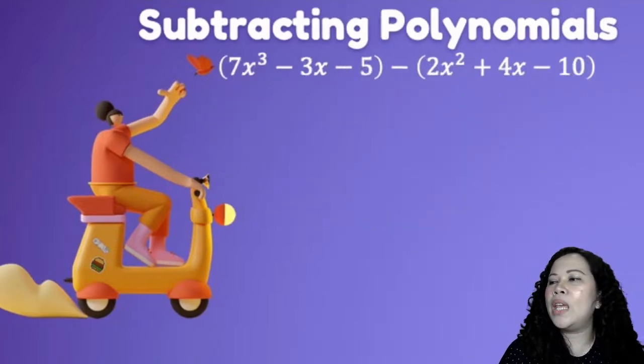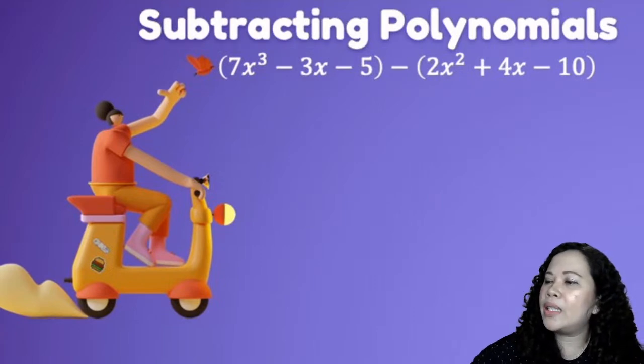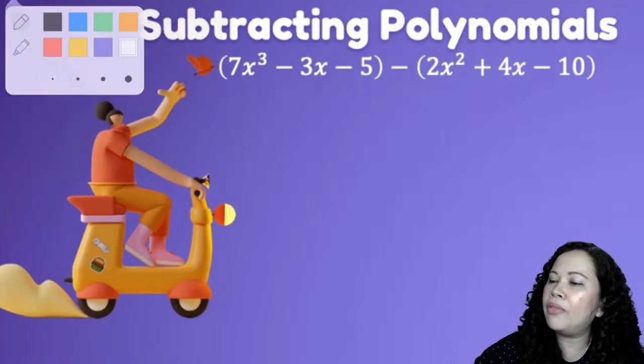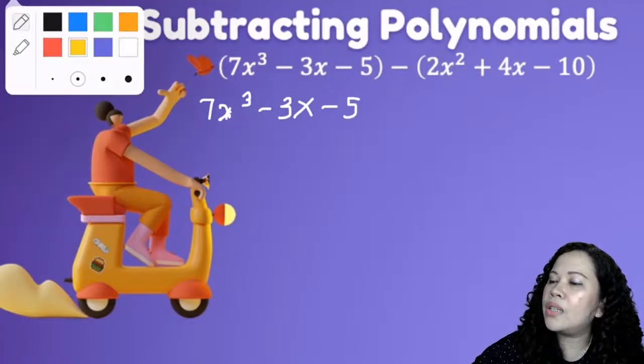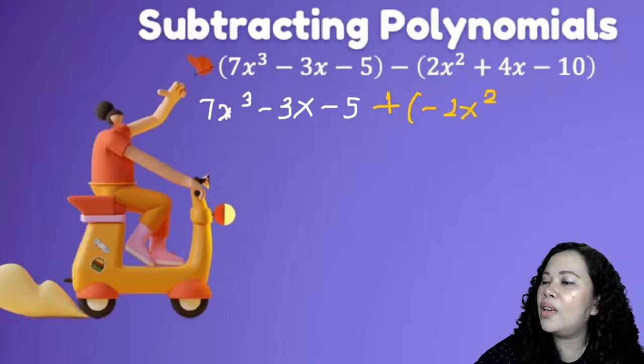Alright, so we have last example for subtracting. We have 7x. Again, the first step that we have to do is change the operation, proceed to addition, and change the sign right after the subtraction. So we proceed to addition and then change the sign. So negative 2xy, 2x squared minus 4x plus 10.